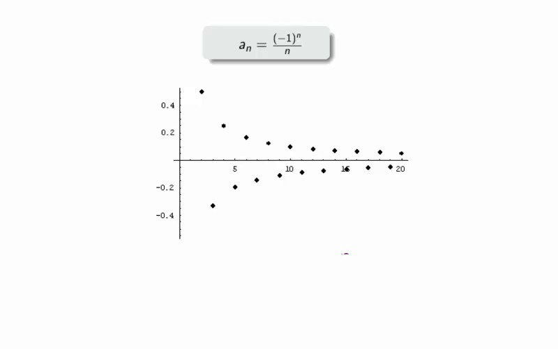Consider the sequence with nth term a_n equal to negative 1 to the n divided by n. The following plot shows the terms of the sequence, which alternate sign from term to term. From the plot, one can guess that the limit as n goes to infinity of negative 1 to the n divided by n equals 0. But how does one show this? Well, with the help of the following theorem.